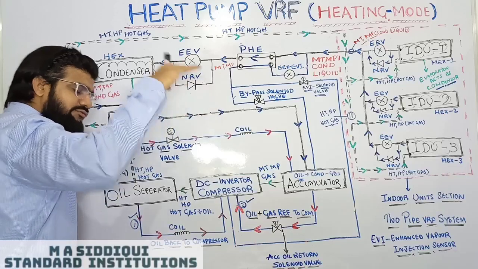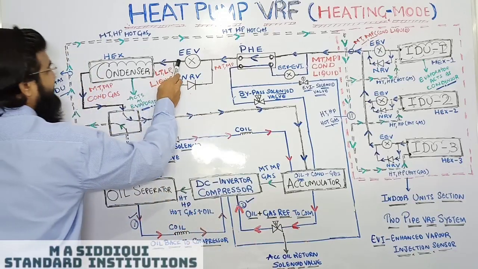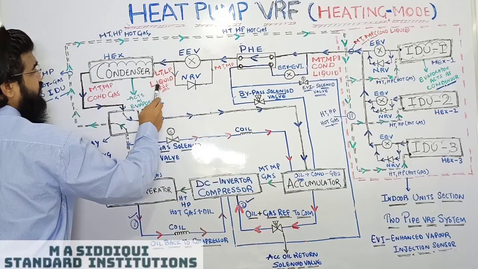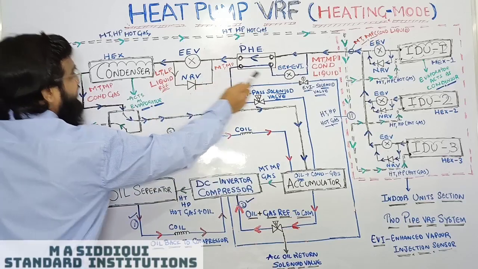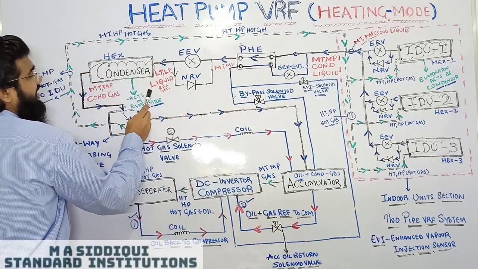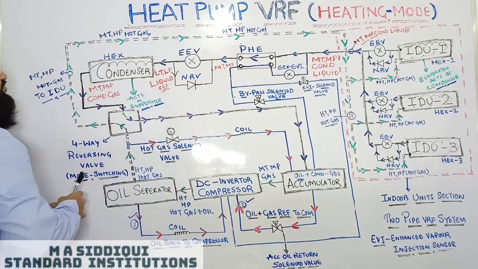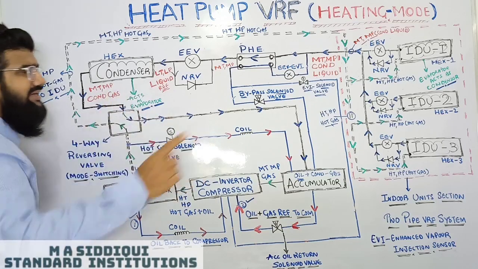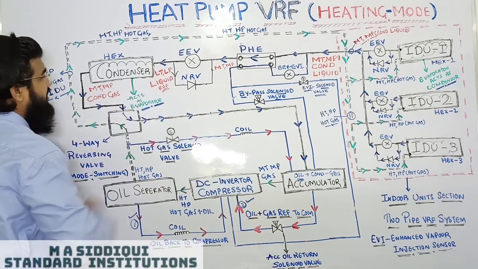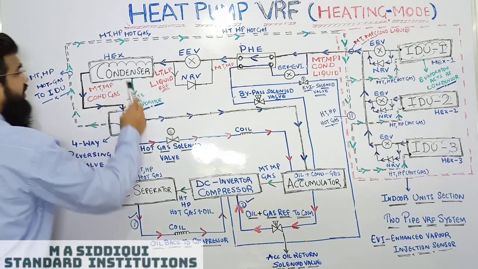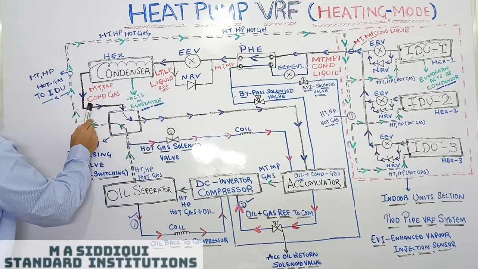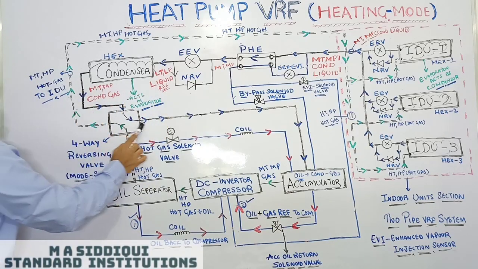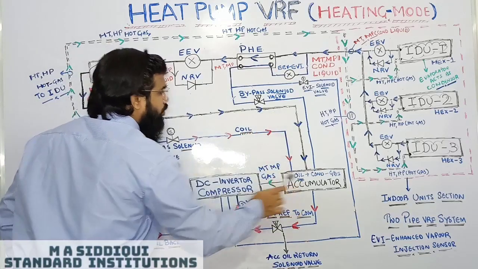The electronic expansion valve will reduce the pressure of the refrigerant, and this reduced pressure refrigerant is converted into liquid refrigerant. What has entered? Condensate liquid. What are we getting? Liquid refrigerant. This liquid refrigerant will pass through the condenser. The condenser acts as an evaporator. Here heat exchange takes place. Due to heat exchange, liquid refrigerant converts into condensate gas. This condensate gas will be directly given to the accumulator.